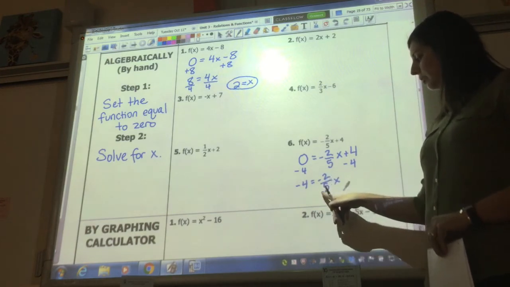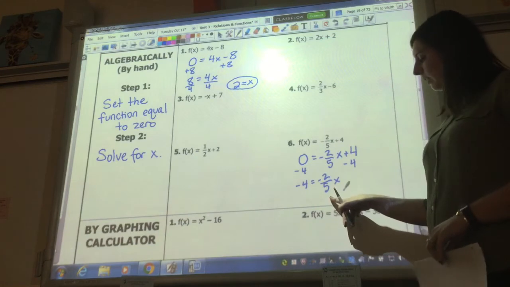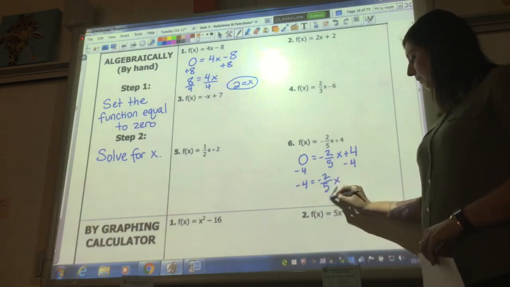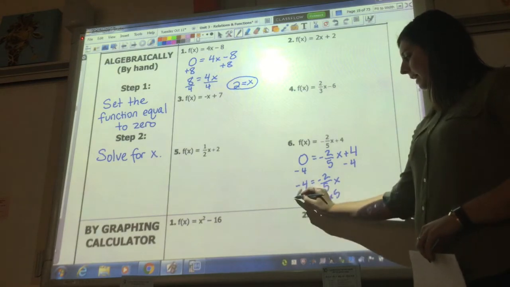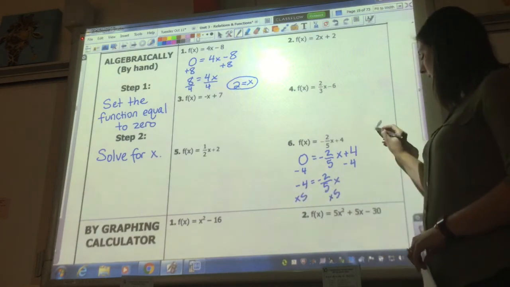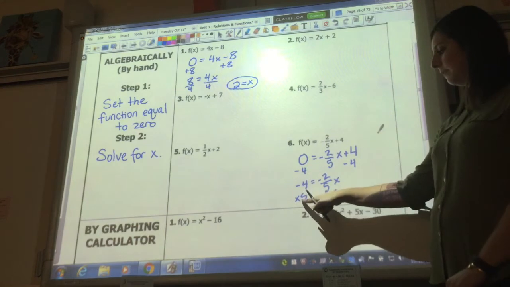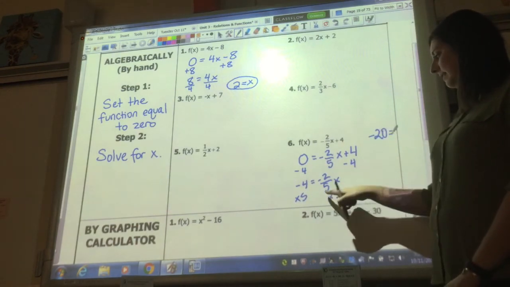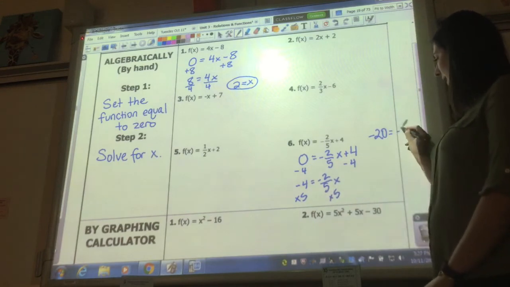Now we have this fraction. In order to get rid of the denominator, you have to multiply by 5 on both sides. So go ahead and multiply by 5 on both sides. I'm going to go up here and finish that off. So -4 times 5 gives me a -20. And that is equal to -2x.